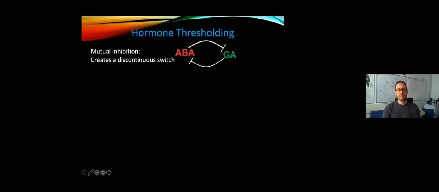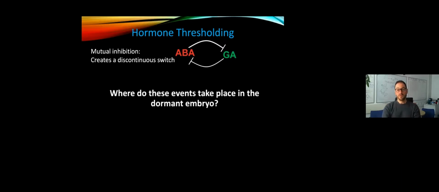This is mediated, and I'm going to guess that many of you are familiar with this, by a hormone thresholding mechanism through the mutual inhibition between ABA and GA. This creates a discontinuous switch. You have ABA inhibiting germination and GA promoting germination, and the one is inhibiting the other. So you're either dominated by the one state or dominated by the other state. When ABA is stronger than GA, it's blocking the GA, but when ABA becomes weak and GA grows, GA becomes dominant and blocks ABA. So you're either in one state or the other state.